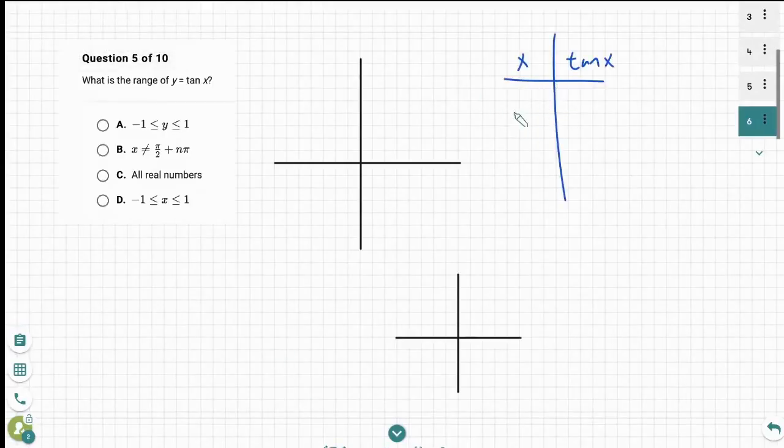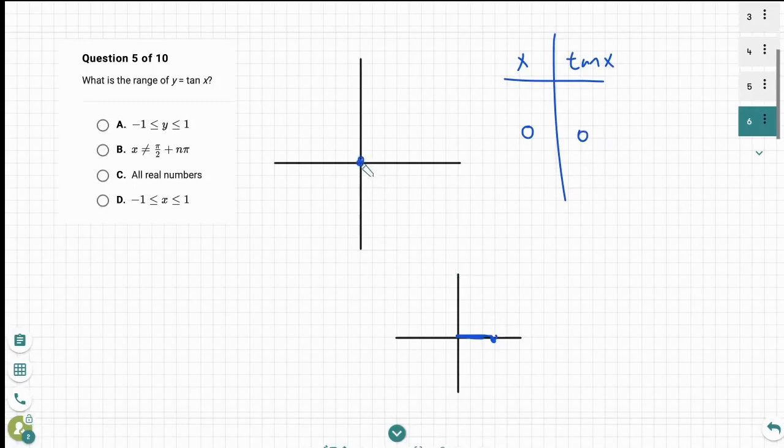Okay, let's do the last one, which is tangent x. Let's start with 0. So what is the tangent of 0 degrees? That one would be 0. Yeah, good. 0, opposite is 0. Okay, so we have a point at the origin.